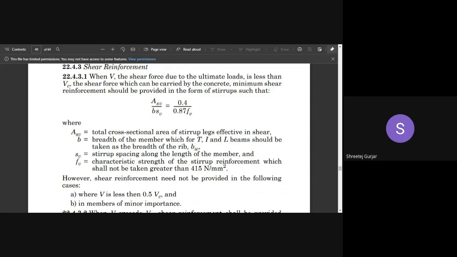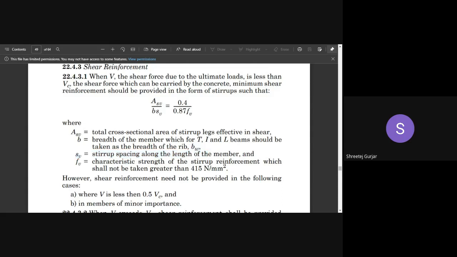What is ASV? It is the total cross-sectional area of stirrup legs effective in shear. Okay, ASV gives us that. Now, what is B? B is the breadth of the member. And if we are dealing with a T section, I section or L section, we have to use BW instead of B.